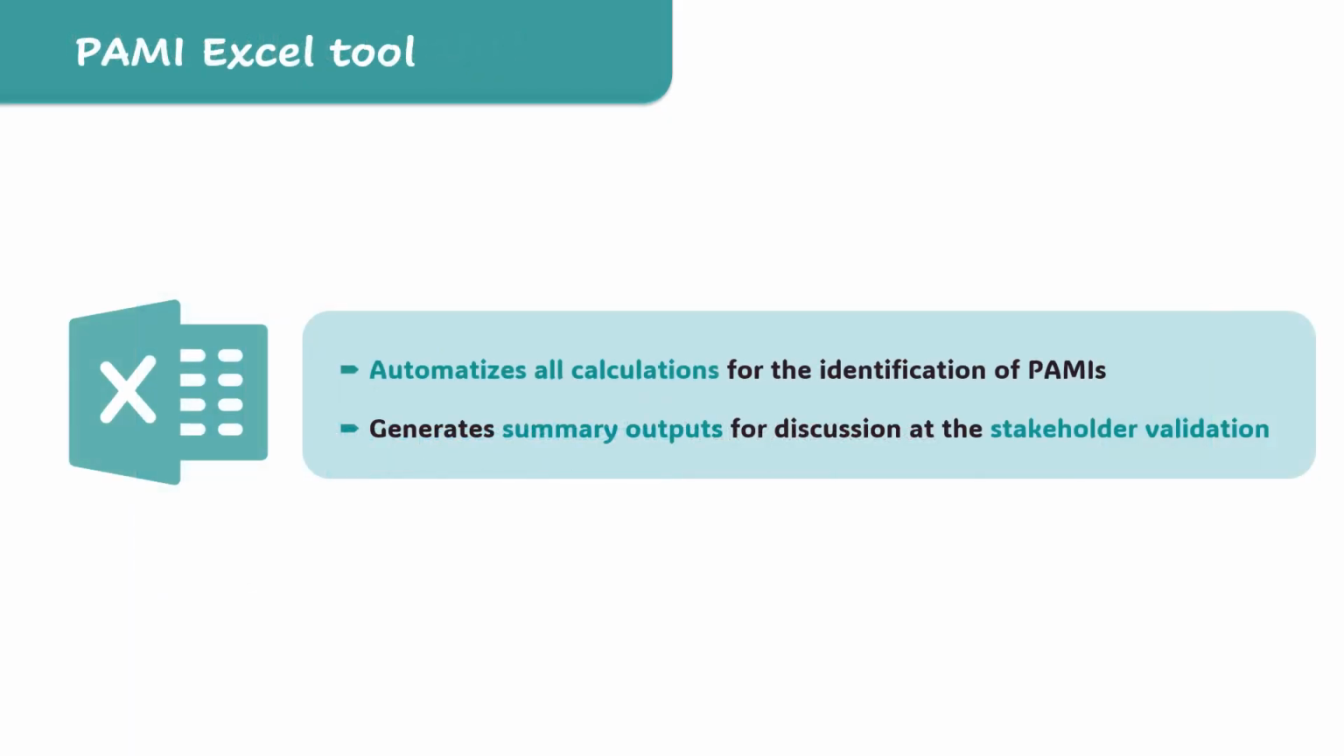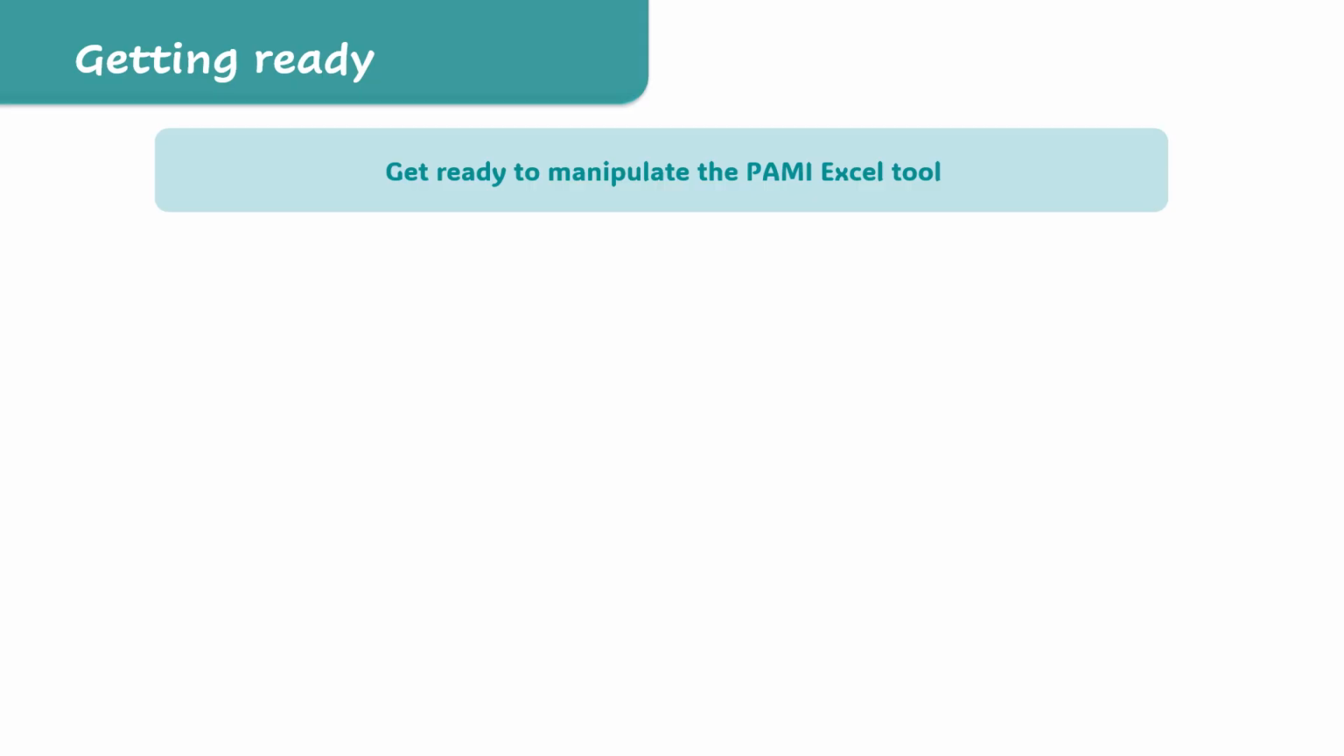The PAMI Excel tool is here to help you identify PAMI for cholera elimination. It automates all calculations and it generates summary outputs for discussion at the stakeholder validation. We encourage you to manipulate the PAMI Excel tool while you are following this module. Let's get ready for this.